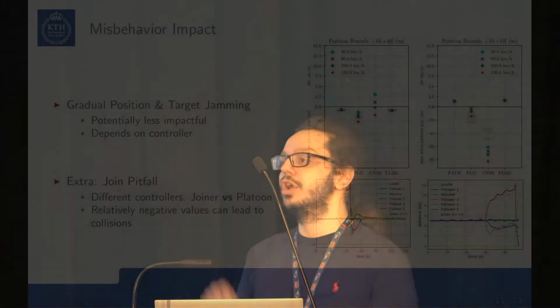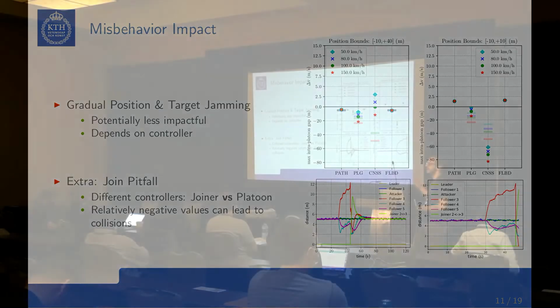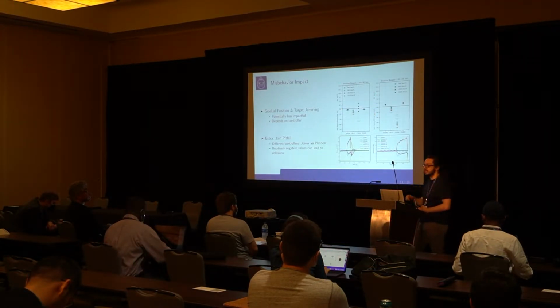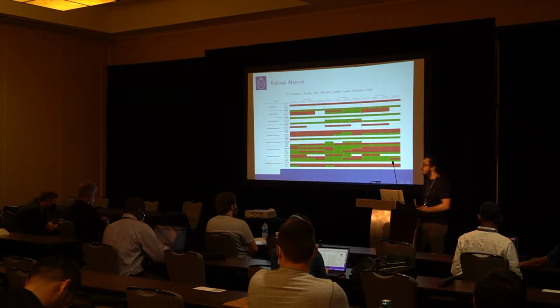Now, another key insight that we found from our investigation, and you can see it in the bottom two pictures, is that if the controller of the joiner is different from the controller that the platoon is using, you can actually induce a platoon collision, even though the controller of the platoon is not actually affected by the attack. And this is because any residual information left on the controller of the joiner just before entering the platoon will actually continue happening during the trip. And this will cause the collision with the members of the platoon.